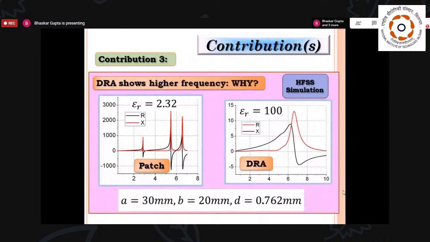And then we could answer another very important question, which I don't know whether you have discussed through all these days. Why does a DRA show a much higher resonant frequency than a corresponding patch antenna? For the patch, the R and X curves are like this, showing the different modes. But for a DRA, the first mode is now being excited at a value much higher up. Whereas for the patch, it was at 2 point something, now for the DRA, it's at 6 point something. This was observed by all of us.